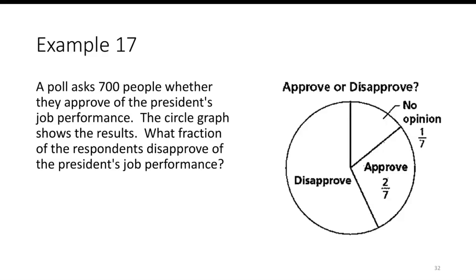So we know no opinion was 1/7. So altogether, if you think of this in terms of, say, 1, the whole circle represents 1. And I want to subtract off the no opinion and the approval. So common denominator is going to be 7. Subtract the numerators. 7 minus 1 is 6. Minus 2 is 4. So 4/7 of the respondents disapprove.